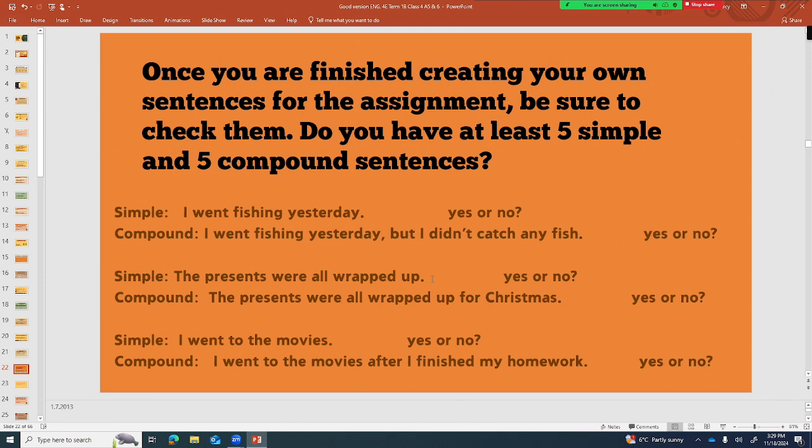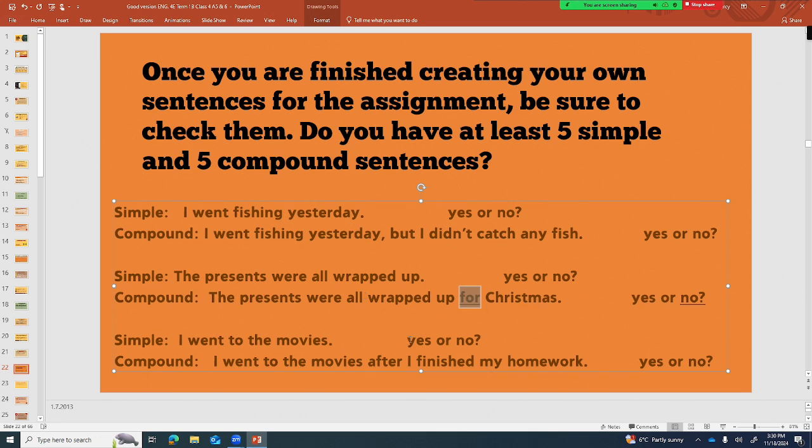The presents were all wrapped up. Does that count as a simple sentence? Presents is my subject, were is my verb. Yes, that one works. Compound. The presents were all wrapped up for Christmas. Well, here's my conjunction. And on the other side of the conjunction, I need a subject and a verb. I don't have it. So it is not a compound sentence. It did use one of the conjunctions, for, right? But remember that it's got to be equal. So on this side, there's got to be a subject and a verb, and on this side, there's got to be a subject and a verb.